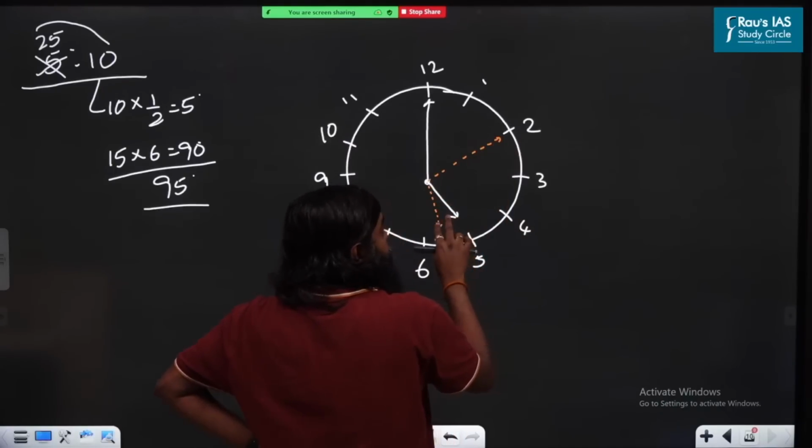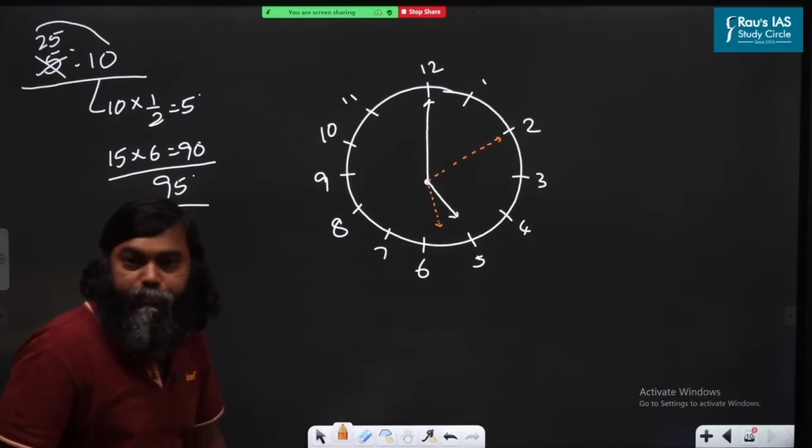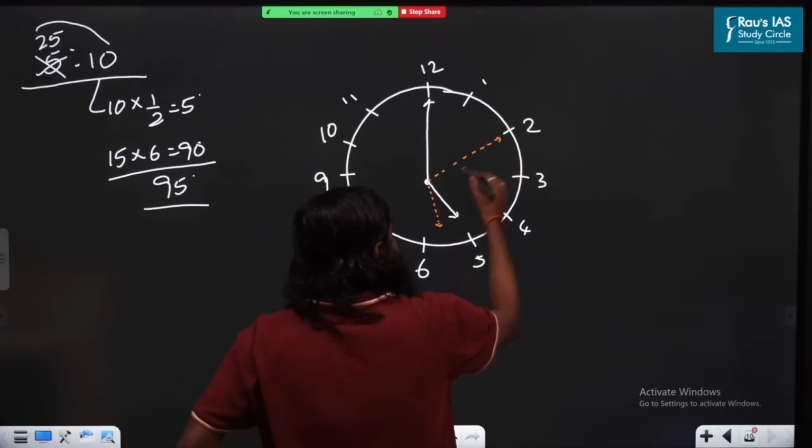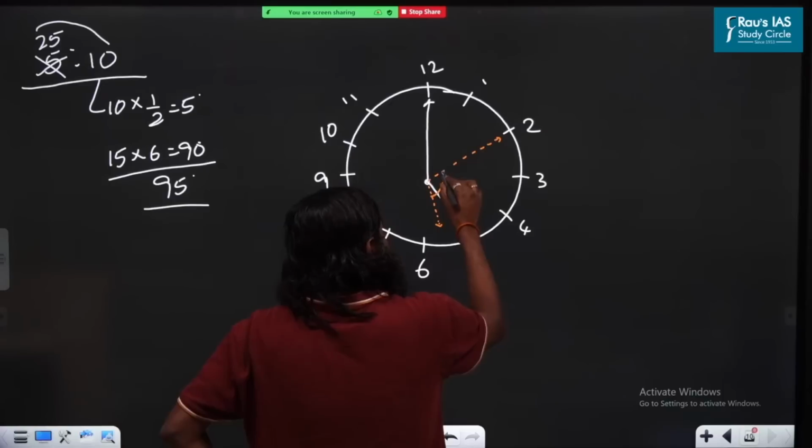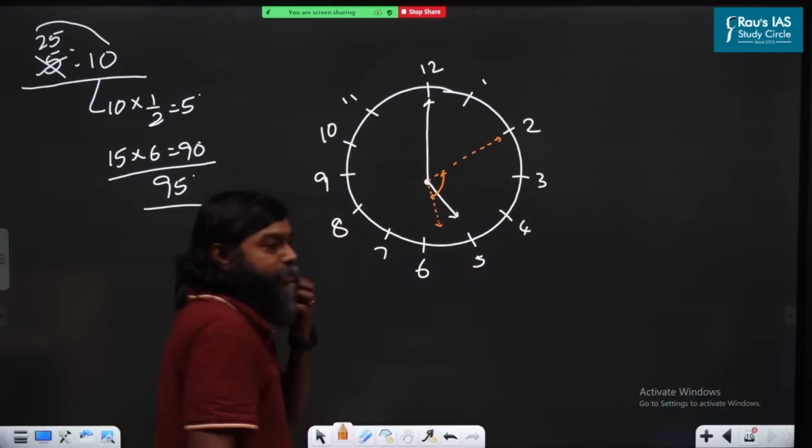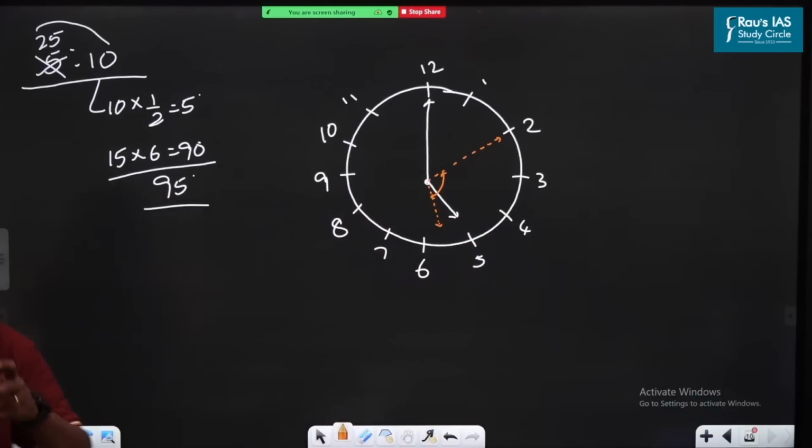This much gap will not be there. To make it visible, I am drawing this much gap. The question: this is the minute hand, this is our hour hand position. This is asked in the question. Do you understand this? The gap between the minute hand and the hour hand.